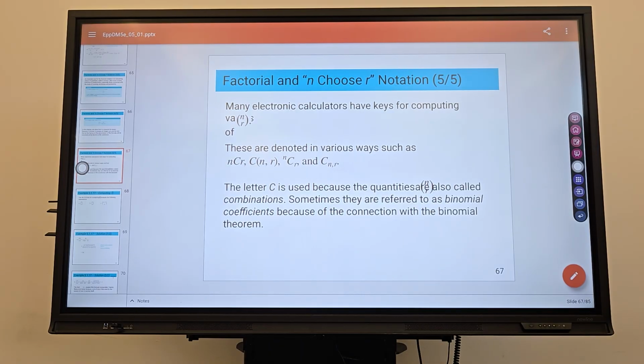The letter C is used because the quantities are also called combinations. Sometimes they're referred to as binomial coefficients because of the connection with the binomial theorem.